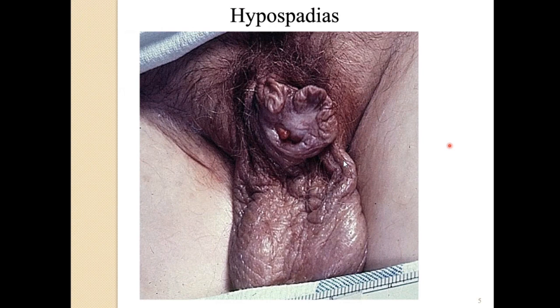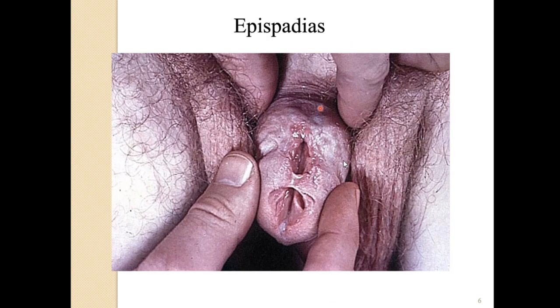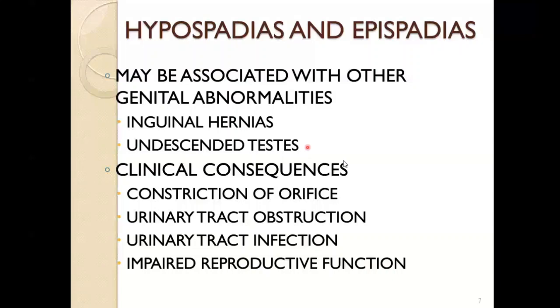Here there is a scrotum, the penis is above, and there is an opening just below the penis. While for EPISPADIAS, the opening is on the upper aspect of the penis. This may be associated with other genital abnormalities. As I said in the morning, when you see a child or even an adult with a malformation, always check other organs, because usually malformations are in different locations. For example, HYPOSPADIAS and EPISPADIAS are associated with inguinal hernias or undescended testes.